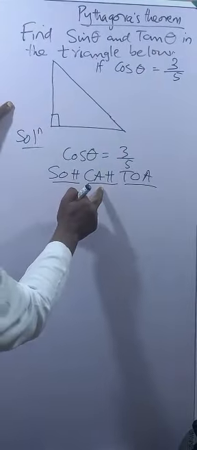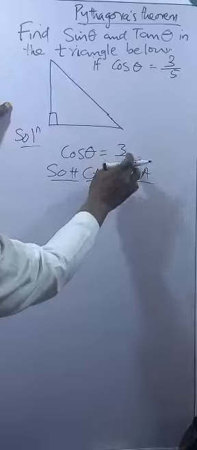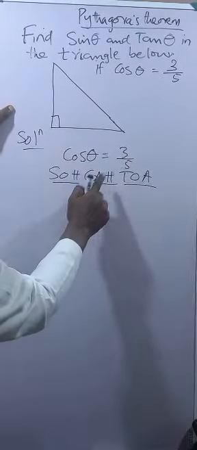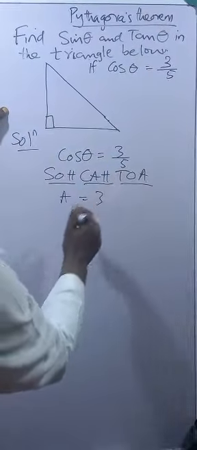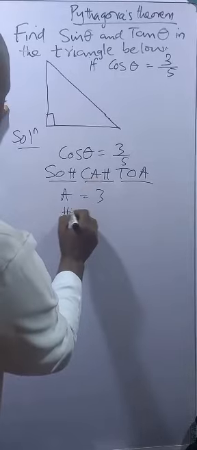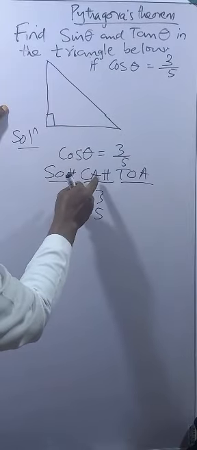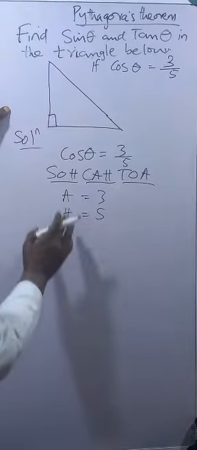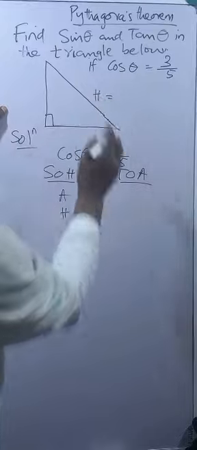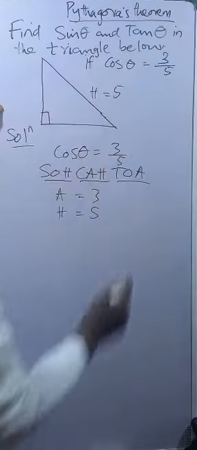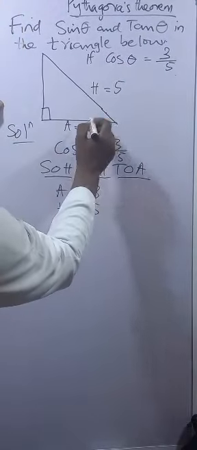So if we employ this, then for cos theta to be 3 over 5, it means that the adjacent is 3 and the hypotenuse is 5. Now, where are the opposite, the adjacent and the hypotenuse? This is the hypotenuse of the triangle, and we're given it to be 5. This is the adjacent of the triangle, and we're given that one to be 3.